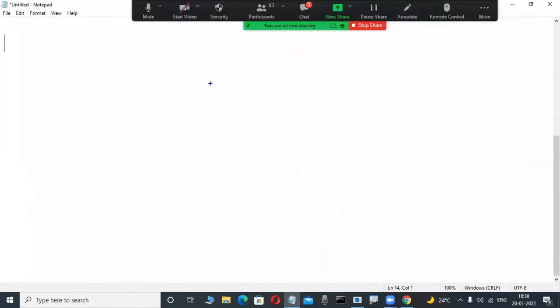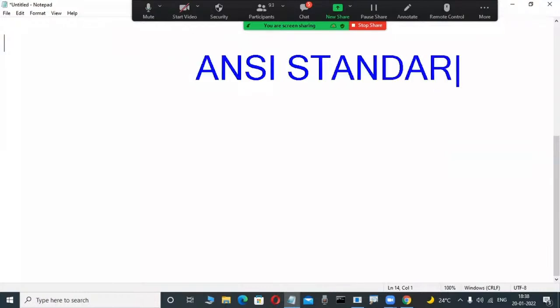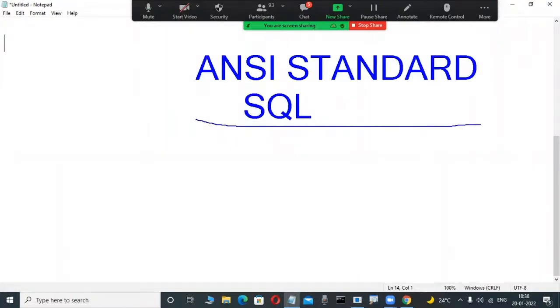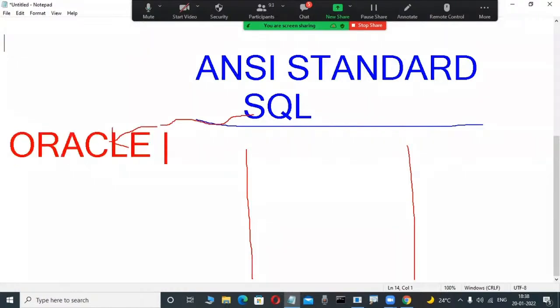The same applies here also. SQL is an ANSI standard language. ANSI, the American National Standards Institute, defines standards for the SQL language. From this ANSI standard language, we operate all the relational databases. I agree, but unfortunately Oracle Corporation created their own SQL from the ANSI standard SQL, which is called Oracle SQL. That is important.